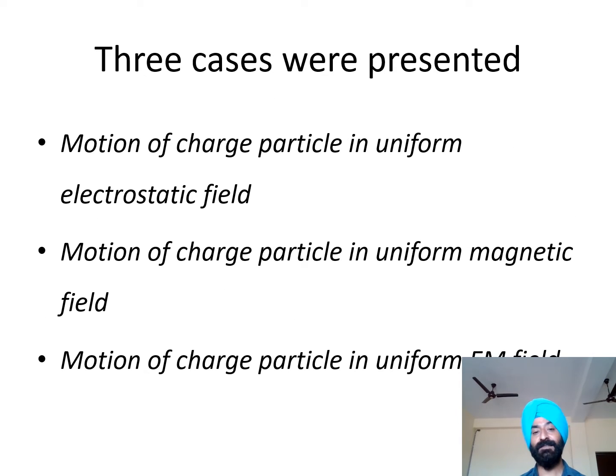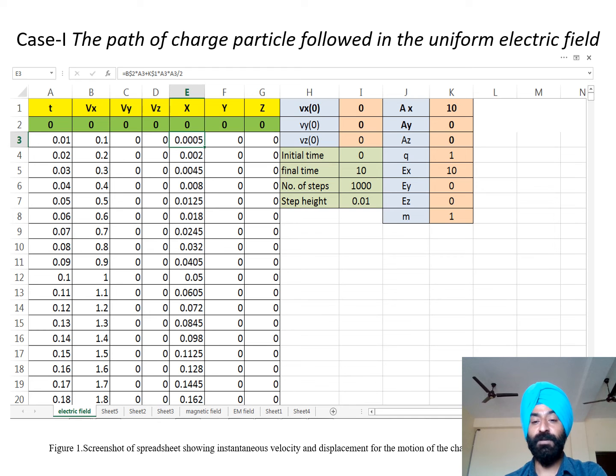We can discuss three cases: one, the charged particle moving in the electric field, then the magnetic field, and when both are present. You organize the sheet for the t values, that is your time. You calculate the velocity components vx, vy, vz. Then from the integration of these, we can calculate the displacement in x, y, and z direction. These are the initial conditions, you can say. What are the accelerations, what are the velocities at the starting point, the initial and final times, what are the electric field values, what is the charge on the particle, what is the mass. All these are in your hands, you can vary.